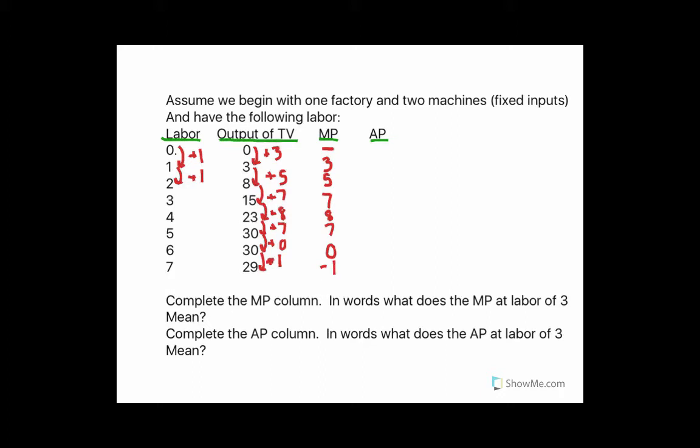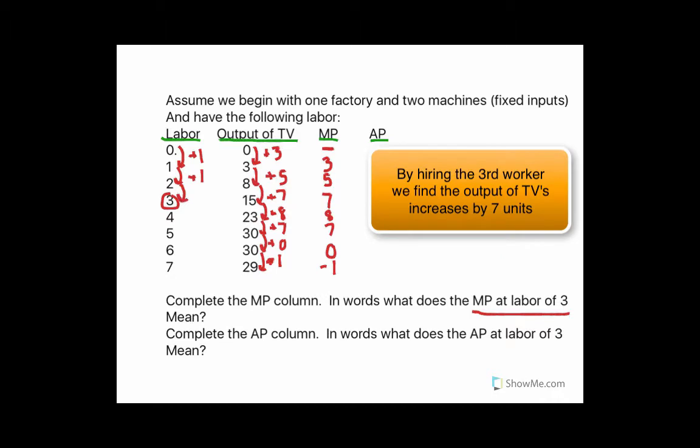And then we have a quick question here. In words, what does the marginal product at labor of 3 mean? What that means is you look at where labor equals 3, you add that third worker and your output goes up by 7. So it's the additional output that the third worker creates.